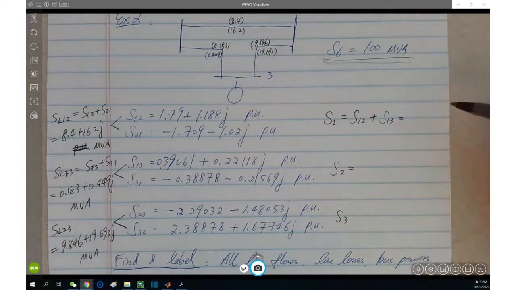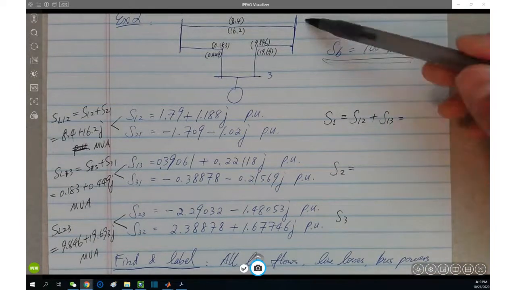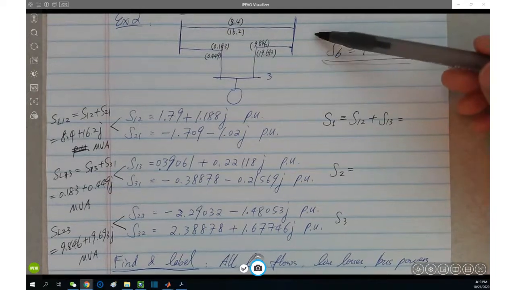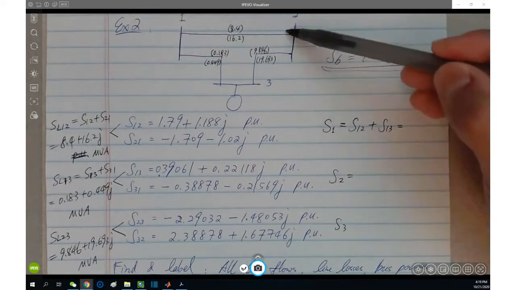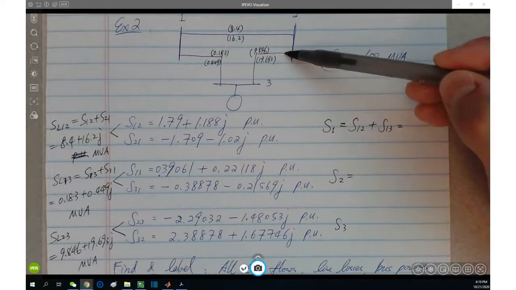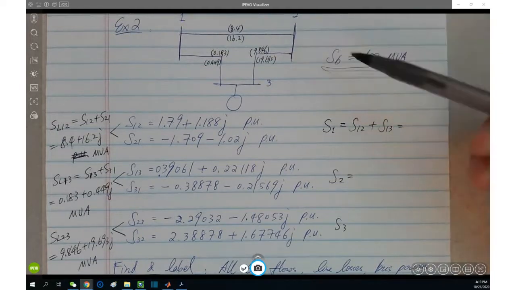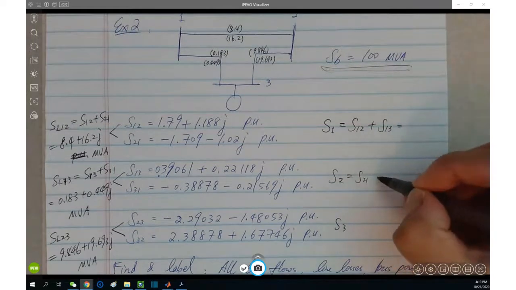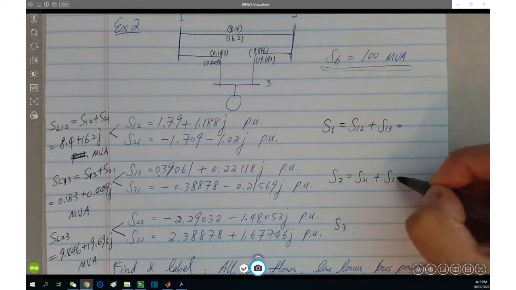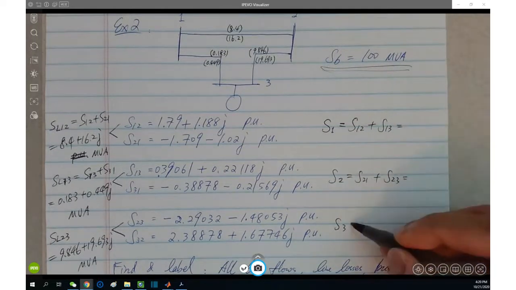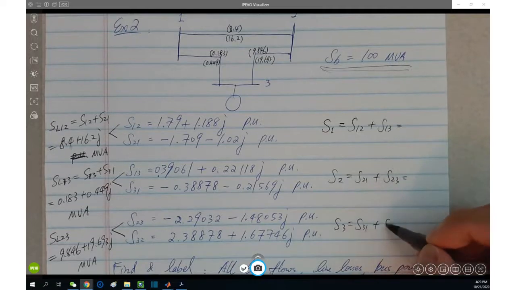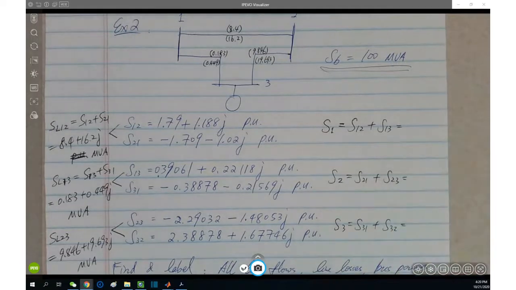Similarly, the bus power for bus 2, this end, equals the summation of the power here and the power here, right? They are respectively S21 and S23, right? Similarly, S3 equals S31 plus S32.